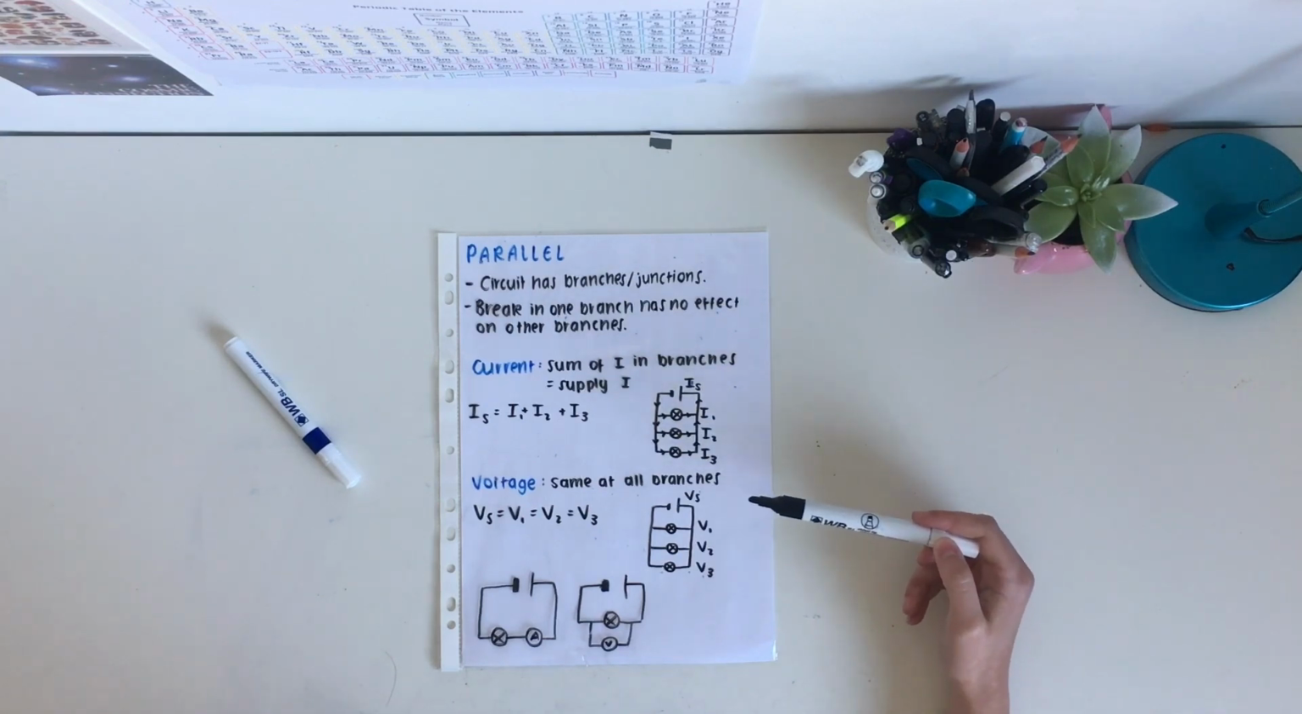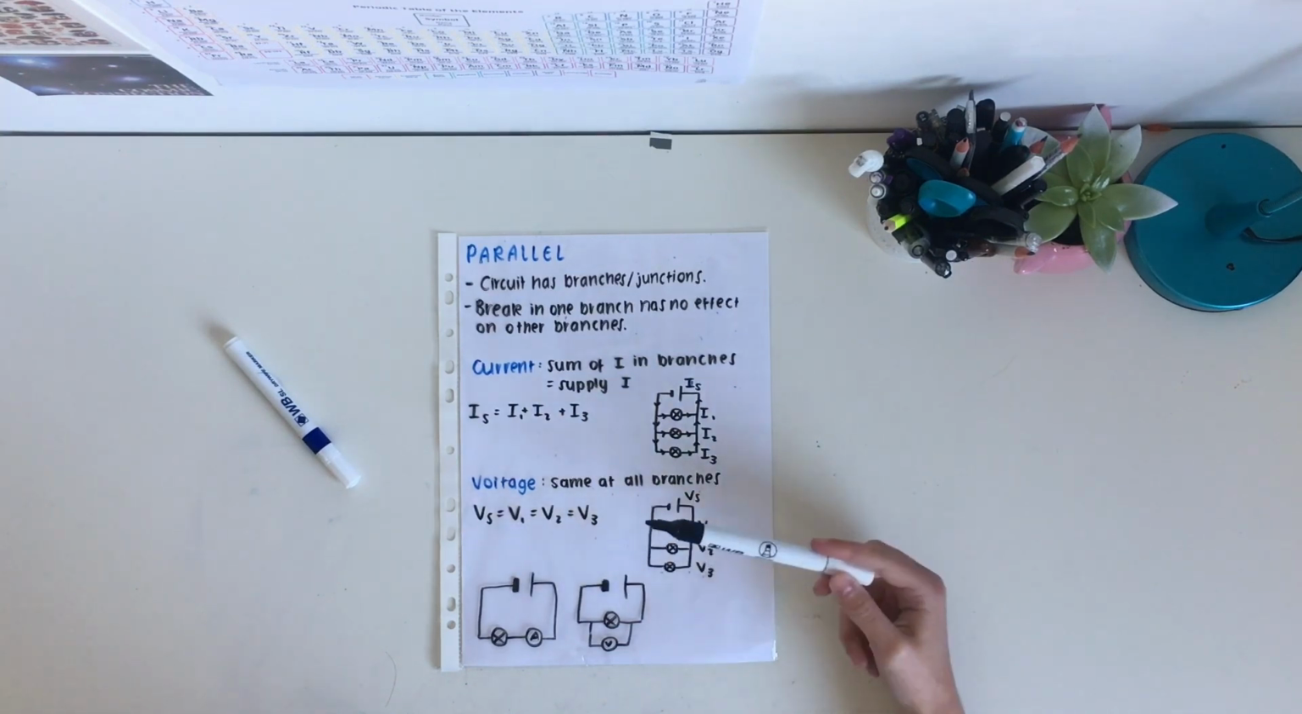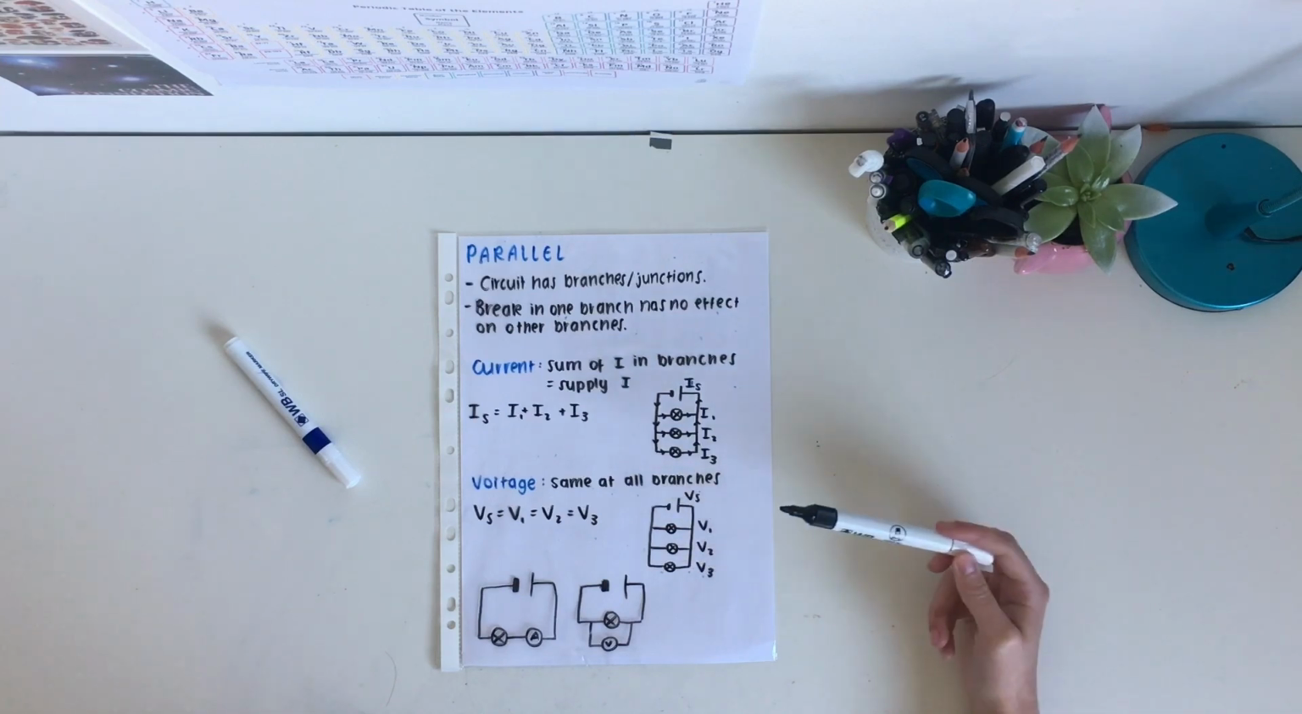In a parallel circuit, the voltage is the same at all branches. Vs equals V1 equals V2 equals V3. All of these branches have the same voltage as the supply.